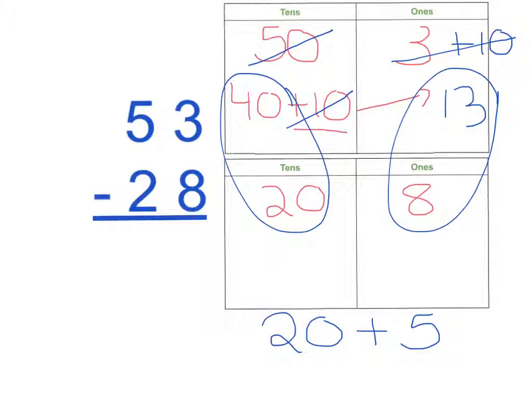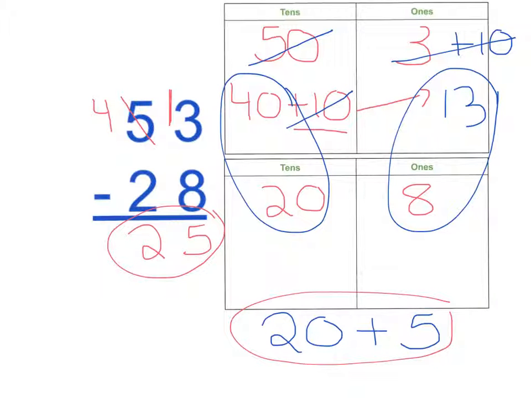Another way to look at it is we need to bring the 5 down to a 4, and then that 10 we bring over in front of the 3. So now 13 minus 8 is 5, and 4 minus 2 is 2. So once again, we're getting 25. Just another way to get the same answer.